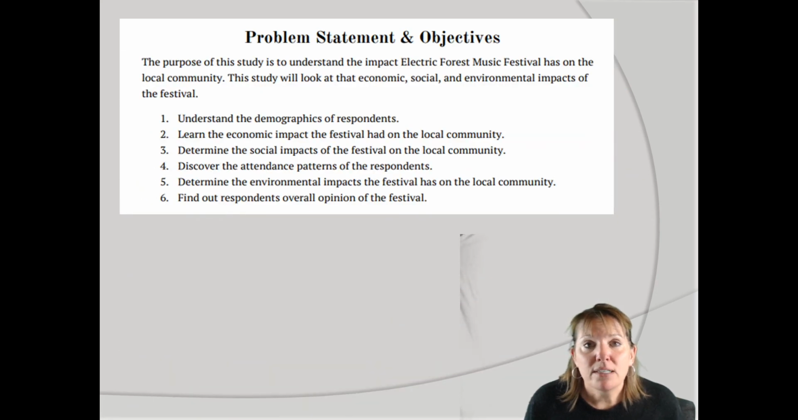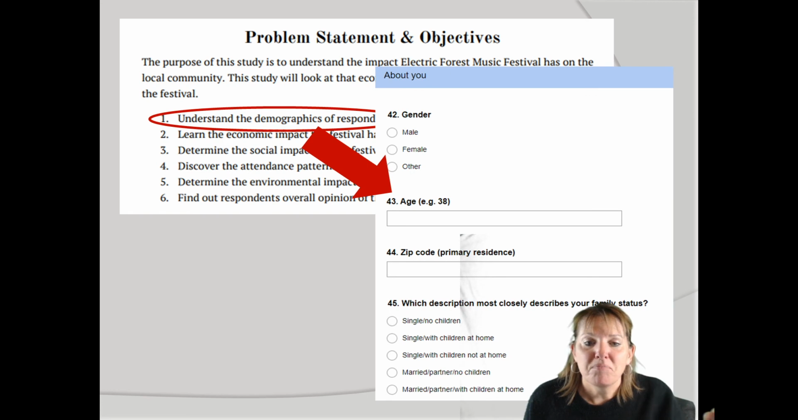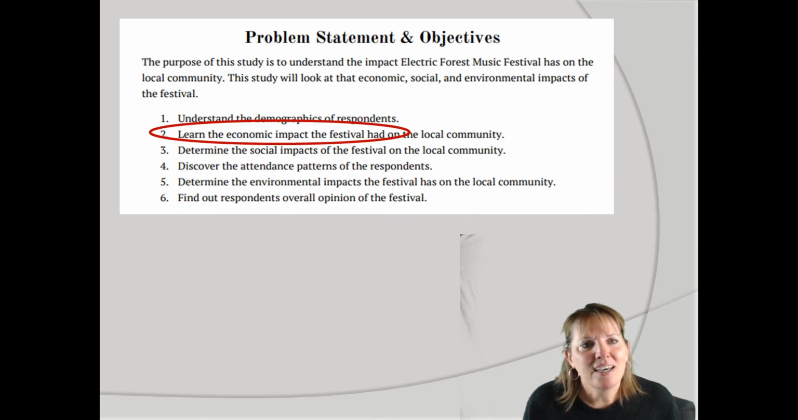So problem statement and objectives, that's what we're working from. You're taking one at a time, and you're developing your instrument. So I want to understand the demographics of respondents. Here are the four questions I am going to ask, and I put those into SurveyMonkey because those are the things I want to know about demographics. Second question, right? Learn about the economic impact. So what are the questions I need to write to ask my sample so I'd have a better understanding of what they think about economic impact? Maybe it's their feelings on it, their beliefs, their attitude about how it impacts the economy locally.